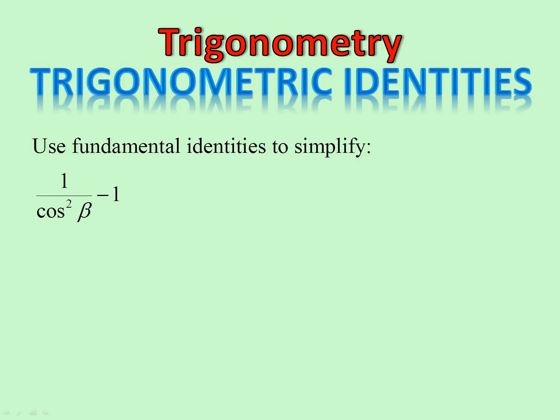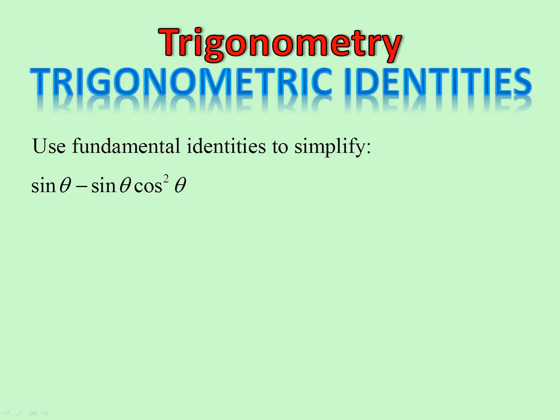1 over cos squared beta minus 1. Algebra first. There we are. Common denominator. 1 minus cos squared beta over cos squared beta. 1 minus cos squared is sine squared. There we are. And sine squared over cos squared we can write in a simpler form. It's not very often we go back the other way, but sine over cos is tan. Therefore that is tan squared. That is simpler than writing the fraction like that.